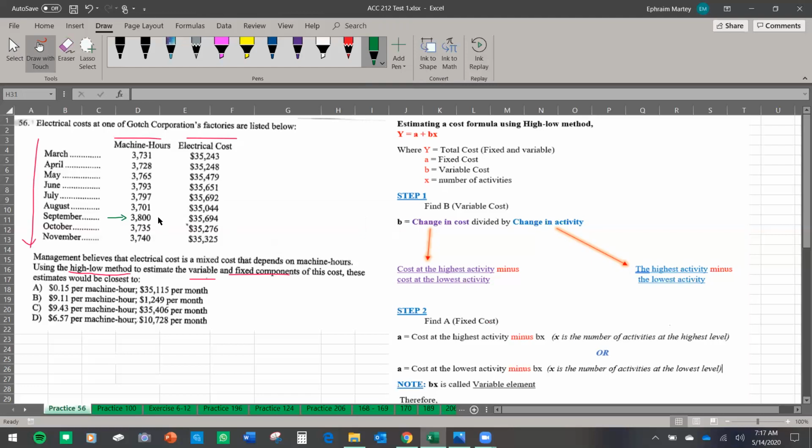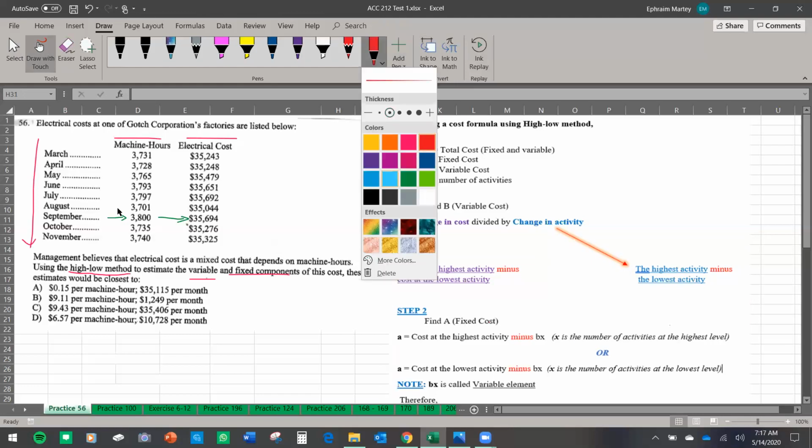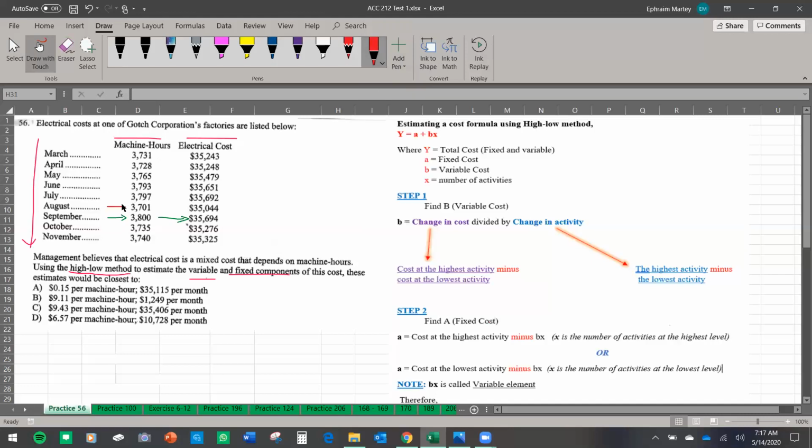So we have 3,800 as the highest activity. And what is the cost corresponding to the highest activity? That's 35,694. That's the highest cost. Now let's look for the lowest activity, and that is 3,700. So the lowest activity is 3,700, and the cost is 35,044. I've used green for the highest activity and red for the lowest activity. So let's go ahead and compute that.